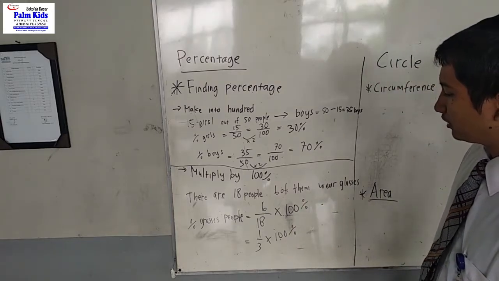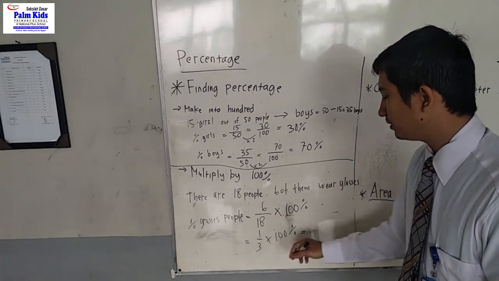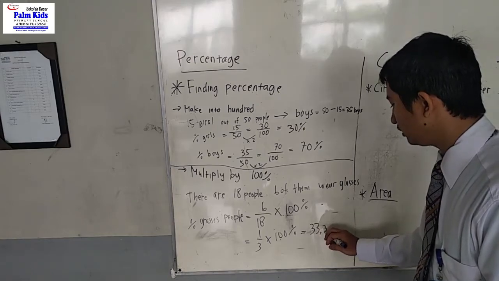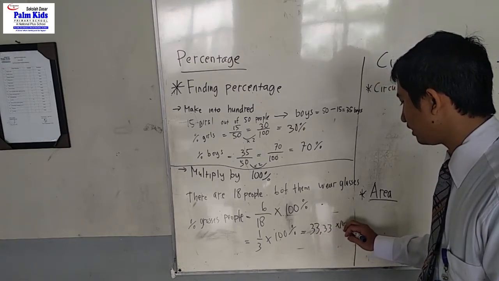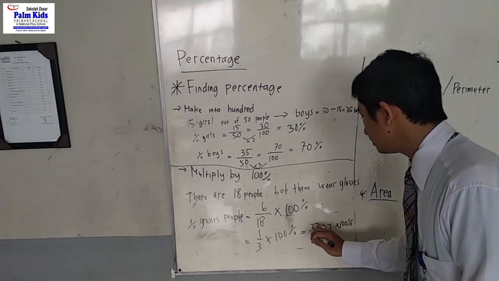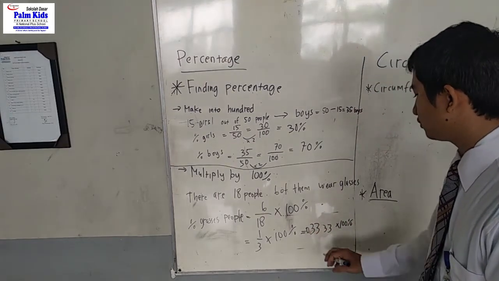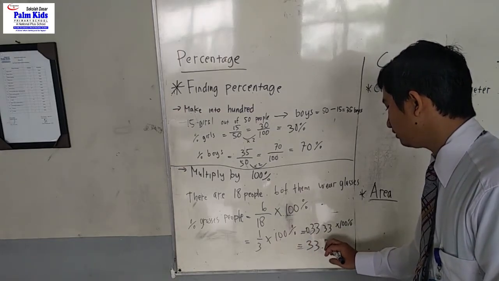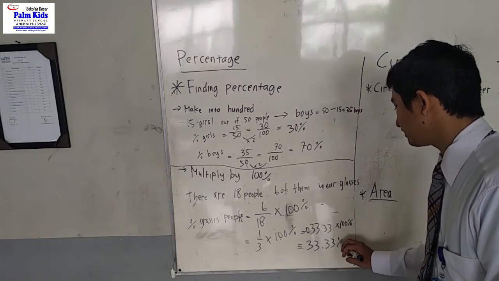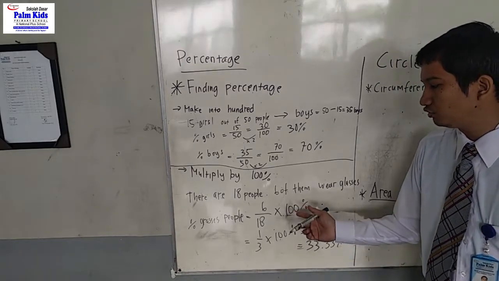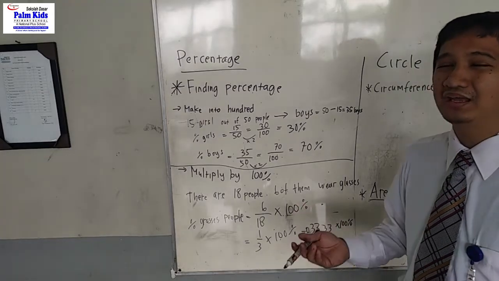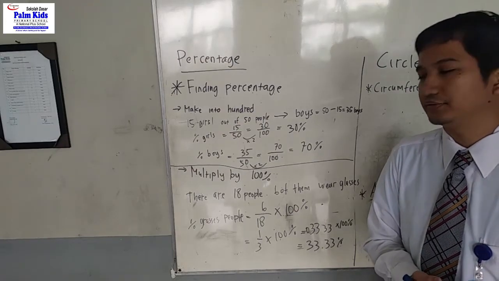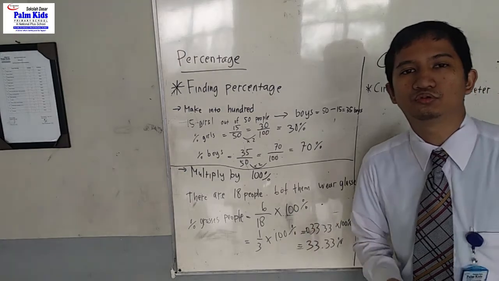Okay, so 1/3 multiplied by 100. If we divide them, it becomes 0.33333, multiplied by 100%. Or you can write this in percentage as 33.33%. This is how you use multiplication by 100% for a fraction that cannot be changed into 100. Okay, next we go to the circle.